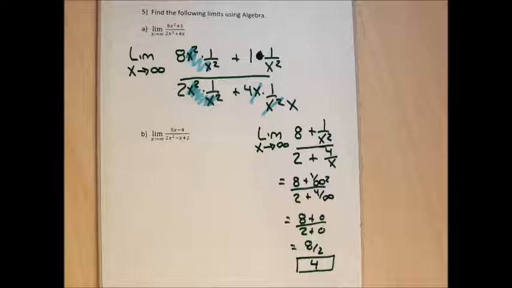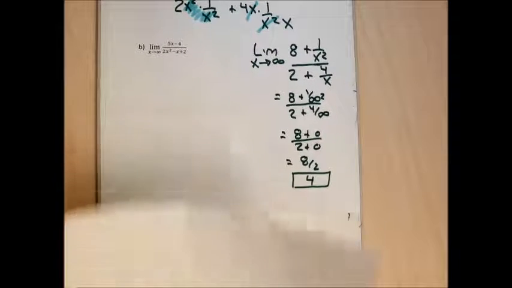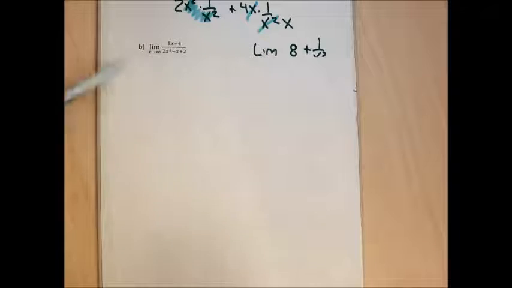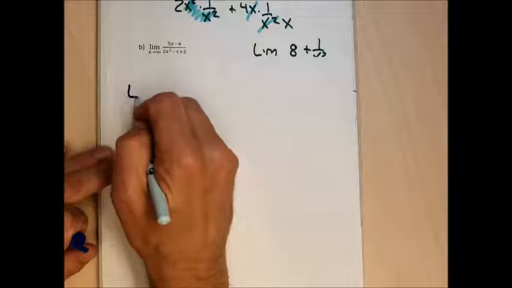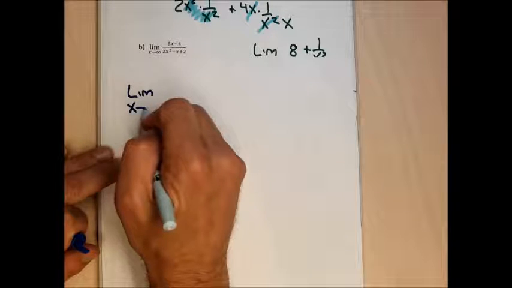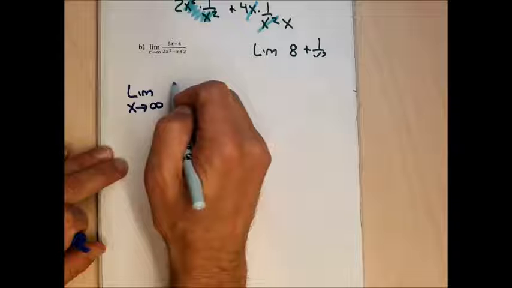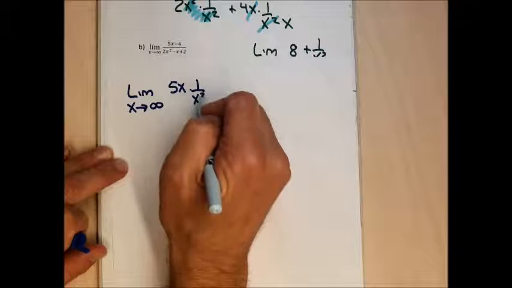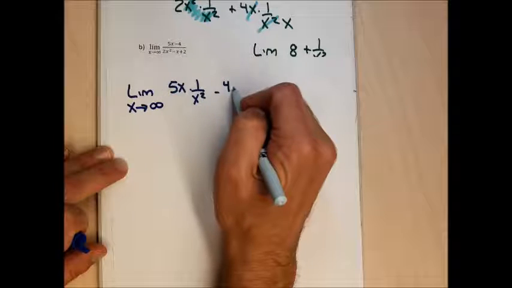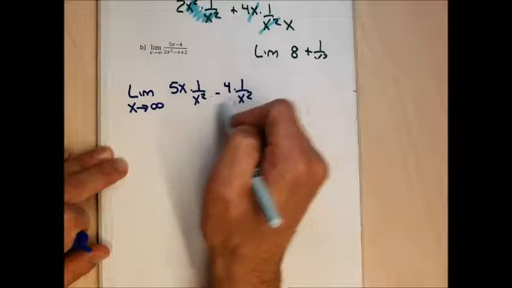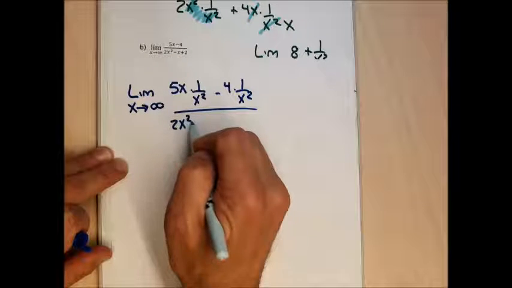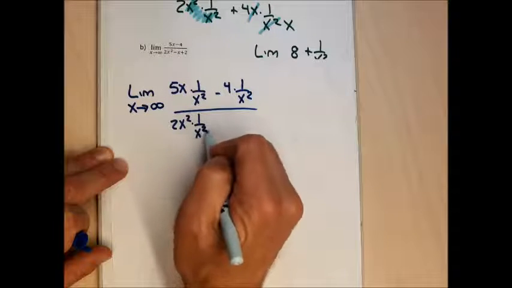I'm going to do the same thing for part B. And I didn't leave myself enough room, so I'll pull out an extra sheet of paper to do part B. For part B, the highest power of x that I see is x squared. And I'm going to multiply every single piece by 1 over x squared. So I'm going to multiply the 5x times 1 over x squared, the minus 4 in the numerator times 1 over x squared, and similarly, each of the 3 terms in the denominator, I'm going to multiply by 1 over x squared.